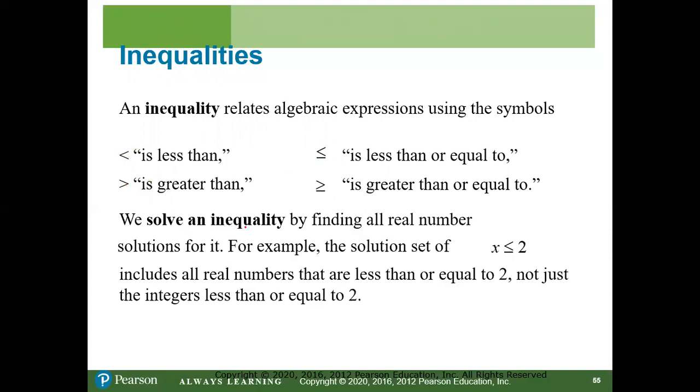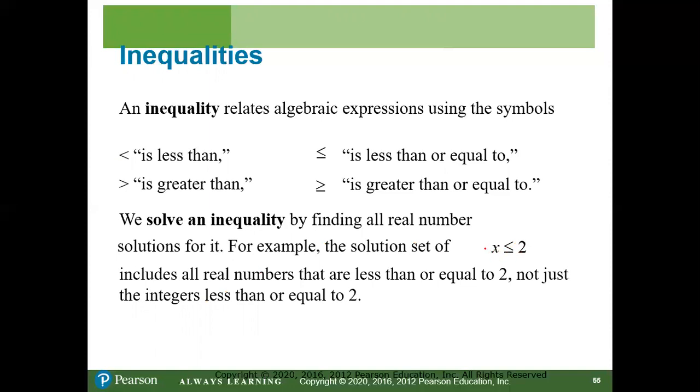Okay. We solve inequalities by finding all real number solutions. For example, the solution set of x is less than or equal to 2 includes all real numbers that are less than or equal to 2, not just the integers that are less than or equal to 2. So all numbers. So not just 0, 1, -6. It's negative 2.73 because that is a value that is less than or equal to 2.